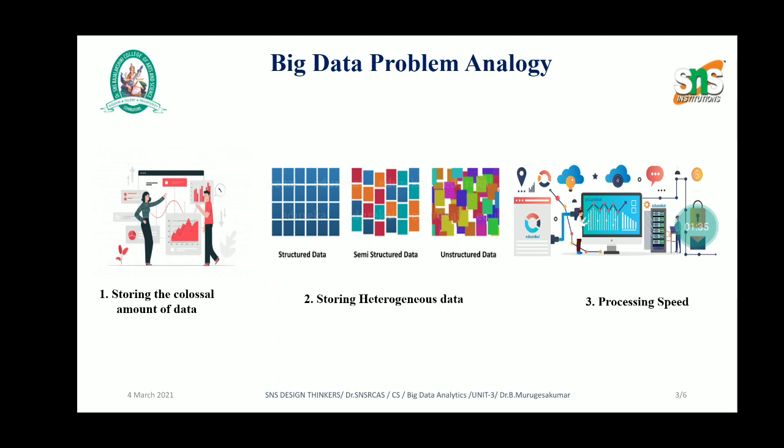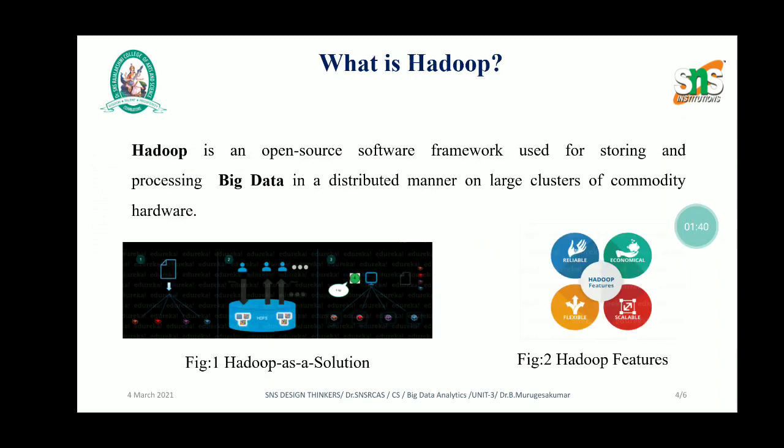So moving ahead, let us understand what Hadoop actually is. Hadoop is an open source software framework used for storing and processing big data in a distributed manner on a large cluster of commodity hardware. Hadoop was developed based on the paper written by Google on the MapReduce system, and it applies the concept of functional programming. Hadoop is written in the Java programming language. It was developed by Doug Cutting and Michael J. Cafarella.